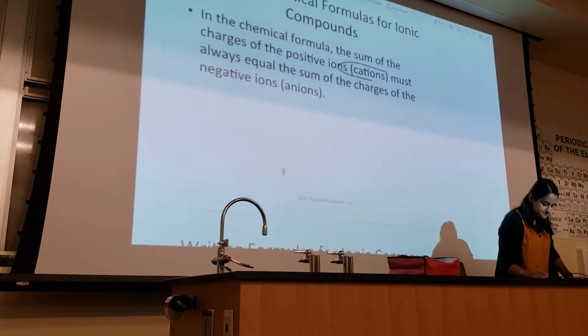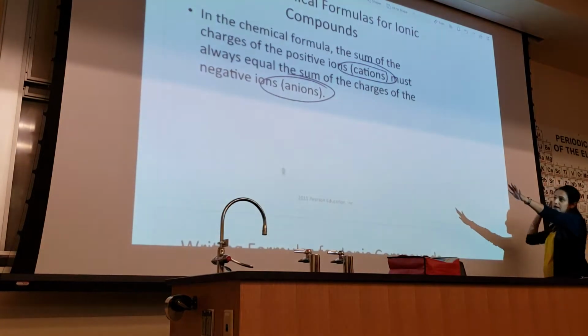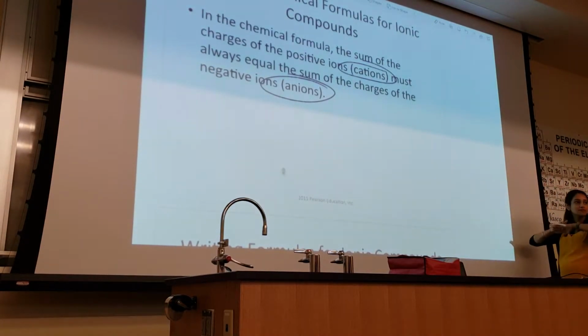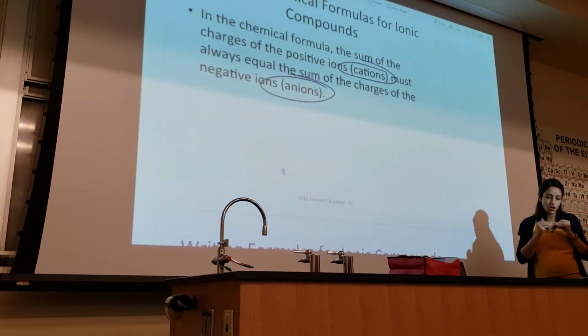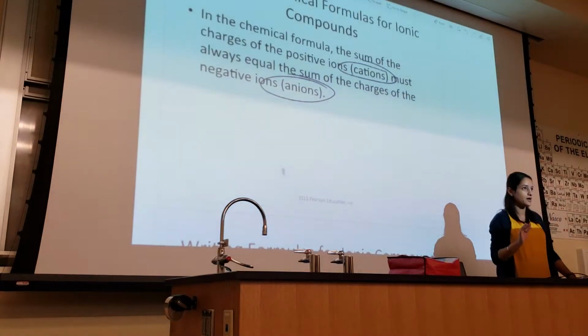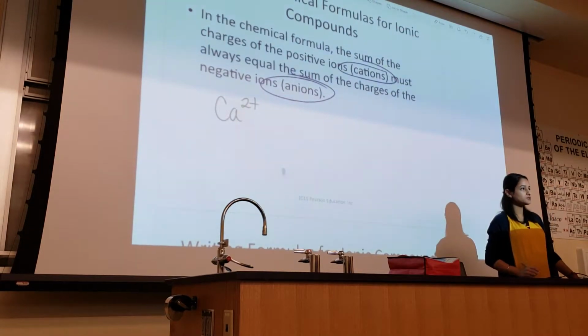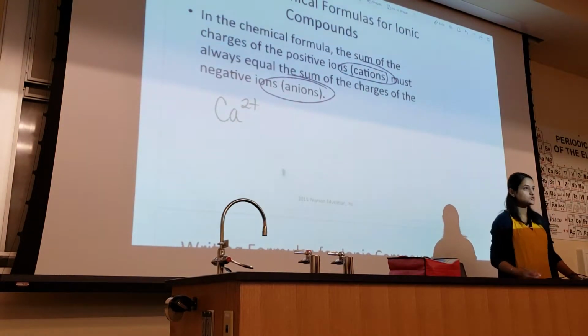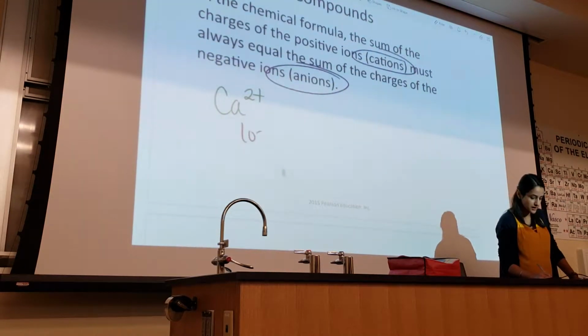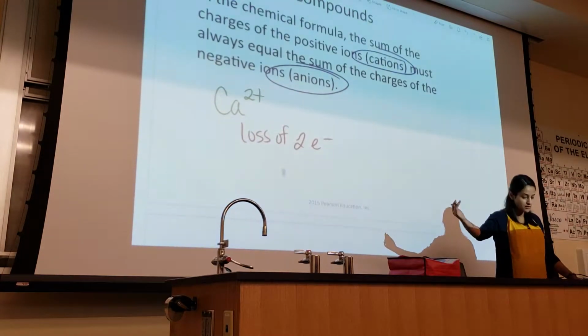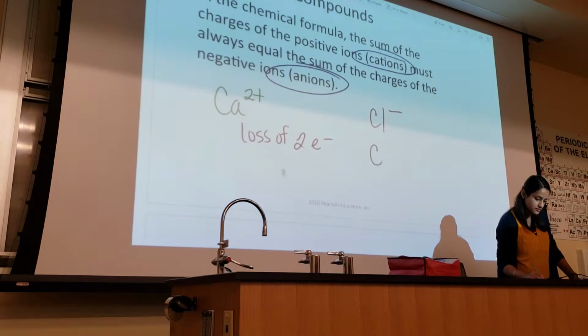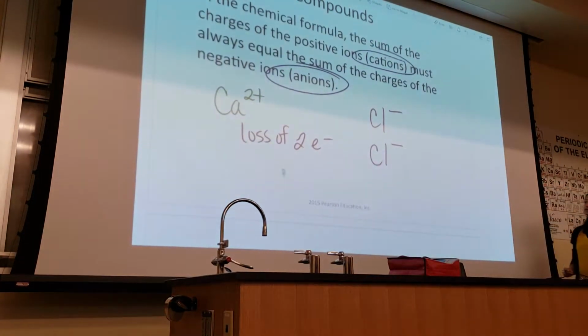So when you see that, you have a positive and a negative. Because of that, when they come together, the partnership has to be neutral. Your charges always, always, always have to cancel out. So if you have something like this, here, calcium with the 2+, that's telling me it likes to lose how many electrons? Yeah, loss of 2 electrons. Now, the counterpart is the chloride ion, which is coming from chlorine.